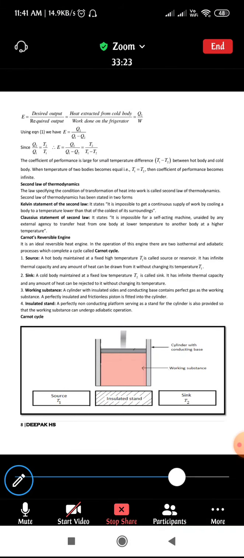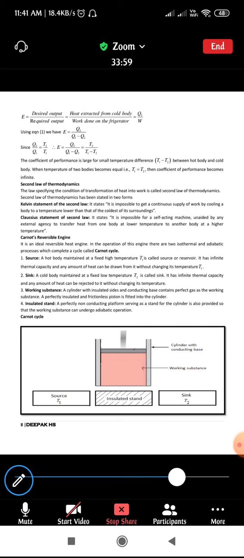So coming to the next, that is the Kelvin statement of the second law. Kelvin statement of the second law states that it is impossible to get a continuous supply of work by cooling a body to a temperature lower than that of the coldest of its surroundings. The best example, the easiest way to understand, is a refrigerator. How does your refrigerator work? Inside the refrigerator, the temperature will be very low compared to the surrounding temperature, right?